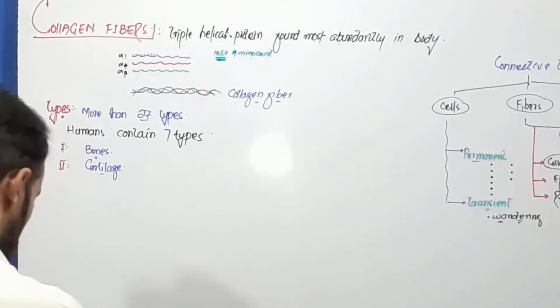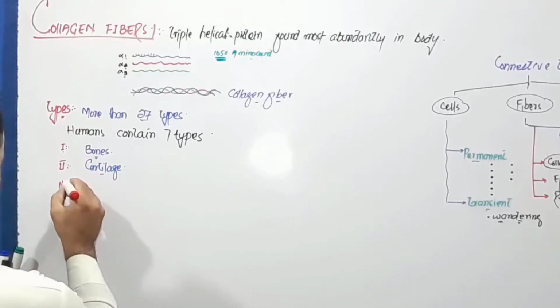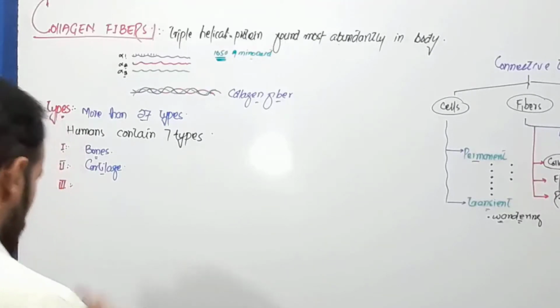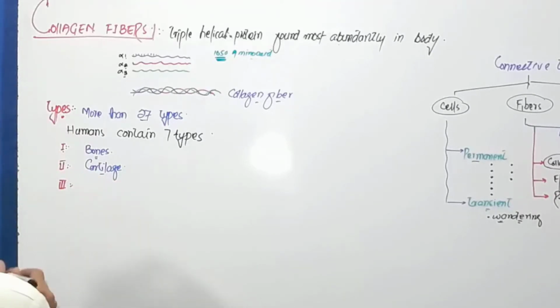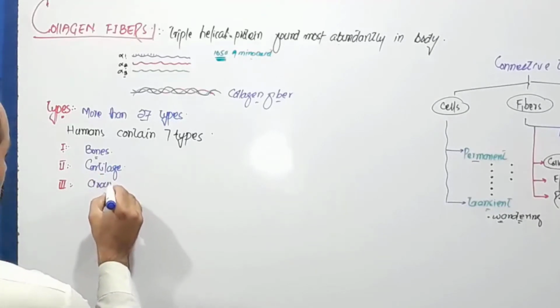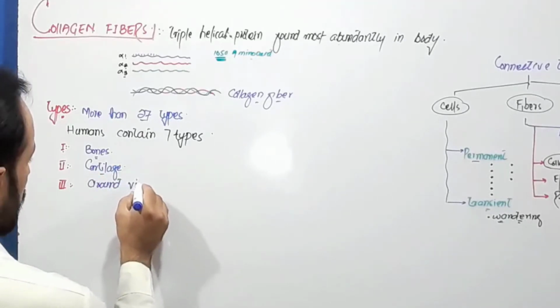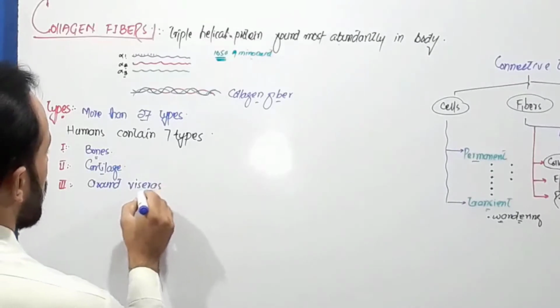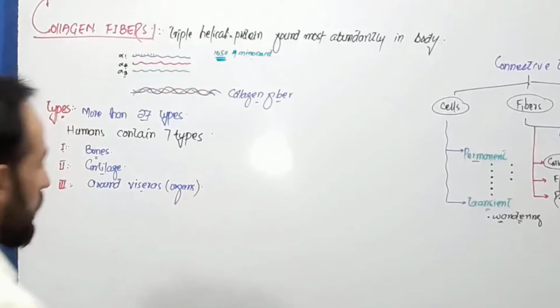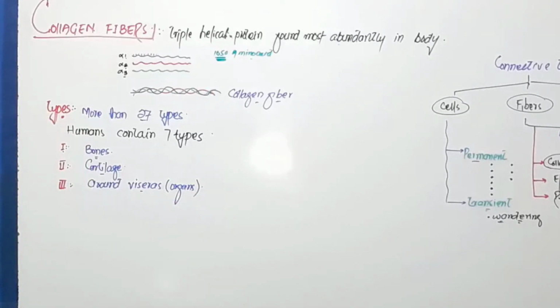And then collagen type 3. Collagen type 3 is found around viscera, and viscera means organs. They are found mostly around organs of your body, right?